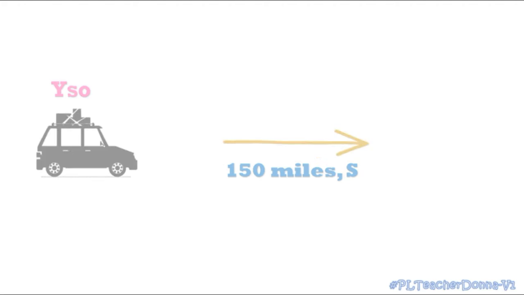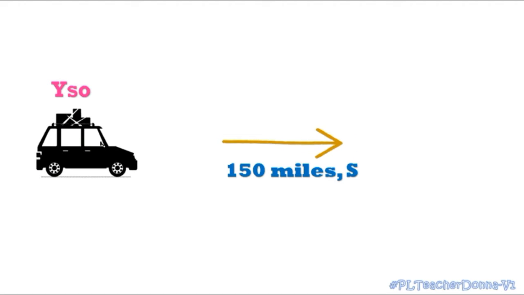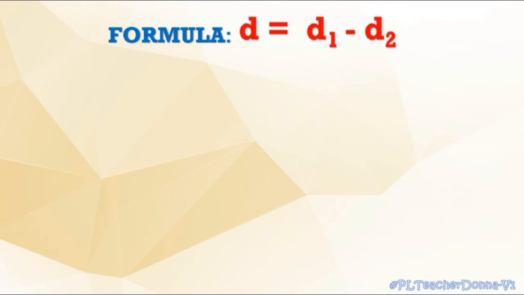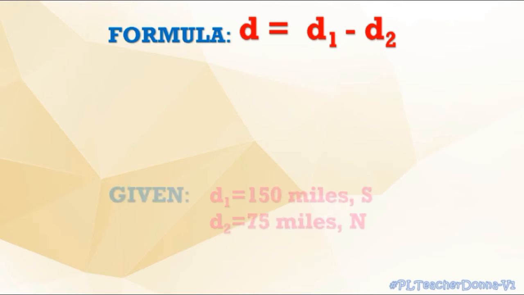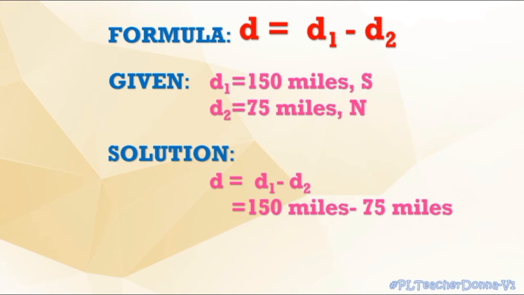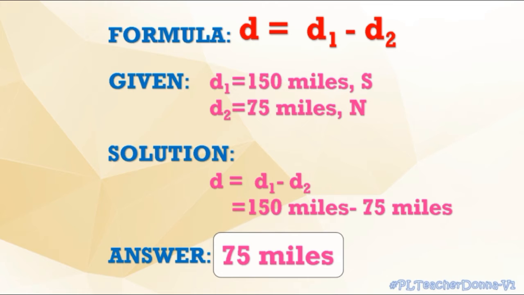For example, Esau travels 150 miles to the south but then travels 75 miles back to the north to pick up a friend, Sheila. Since Esau traveled south and back to north, she traveled in two opposite directions. So we will use the formula d is equal to d1 minus d2. These are our given. Then we substitute: 150 miles minus 75 miles is 75 miles.